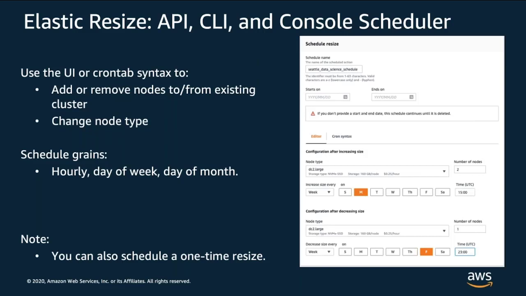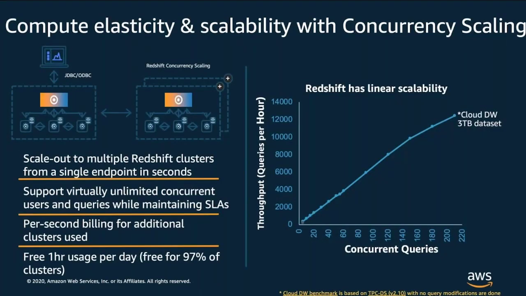Finally, if you're already using Elastic Resize and running it out of cron, you can flip the UI to accept your cron tab syntax for easy migration to the scheduler. Concurrency scaling automatically adds and removes capacity to handle unpredictable demand from thousands of concurrent users. Each concurrency scaling cluster has the same power as the main cluster, and then out of the box, you can add up to 10 additional concurrency scaling clusters.